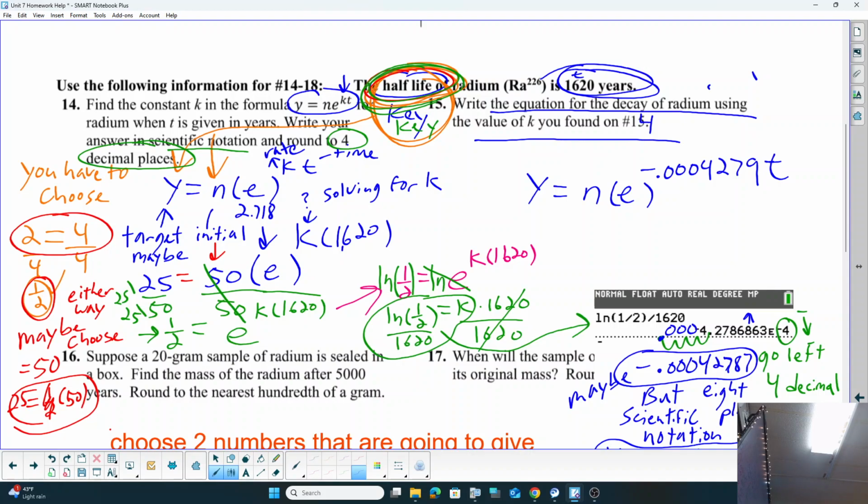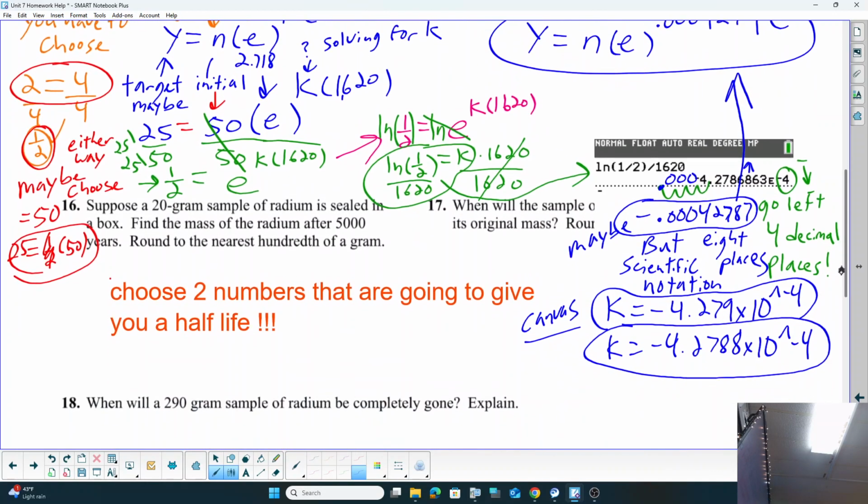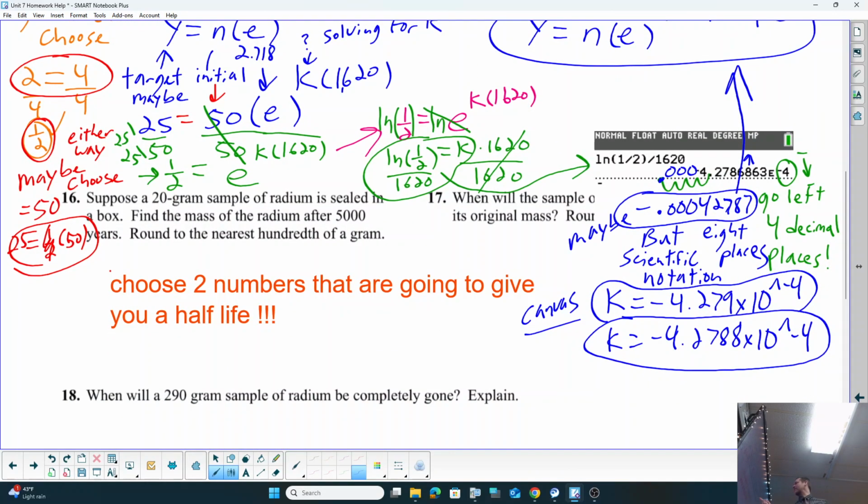So if you wanted to round that to 4 decimal places, maybe it would just be 4 or 3. A little confused on that part, but that's okay. And so there's our answer there, just using that guy for that guy. Cool. So then you're going to use that formula now and do a 20 gram sample of radium sealed in a box. So you're going to find the mass.